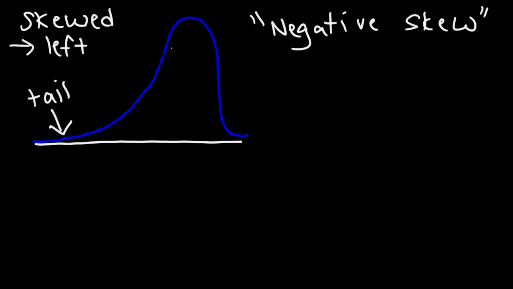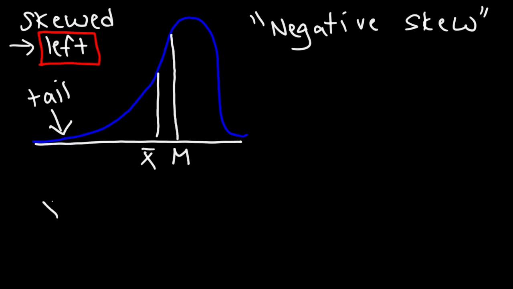Now the median will be somewhere in this region. So where is the mean with respect to the median? Will the mean be to the left of the median or to the right of the median? Because the data is skewed to the left, the mean is going to be to the left of the median. And that's one way in which you can remember that. So therefore, the mean is less than the median.